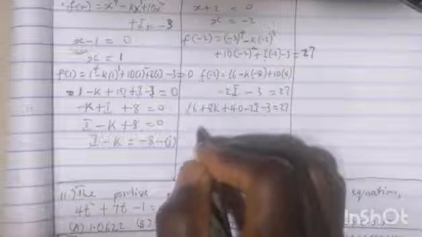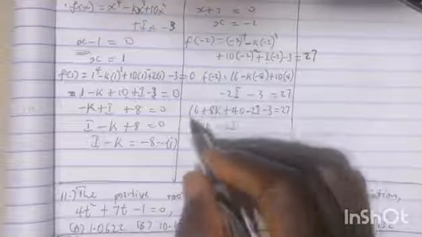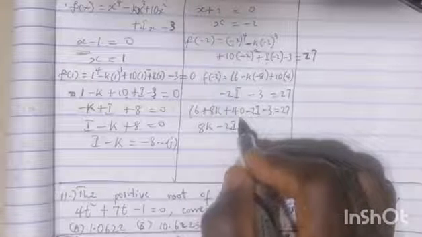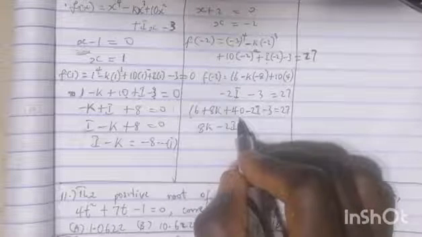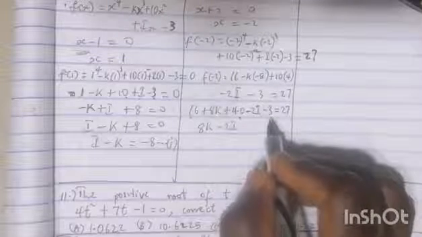27. All right. So let's bring all the constants together. That will be 8k minus 2i, 16 plus 40, that will give me 56. 56 minus 3 will give us 53. So that will be plus 53 equals 27.